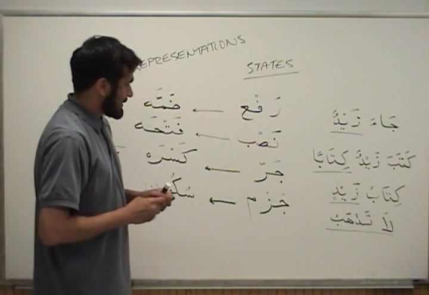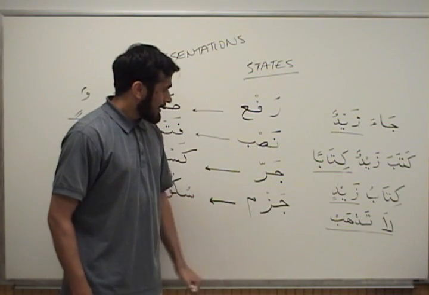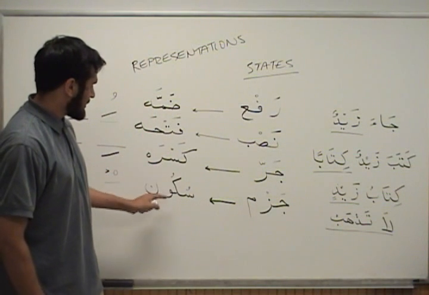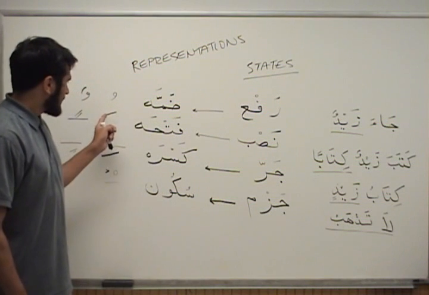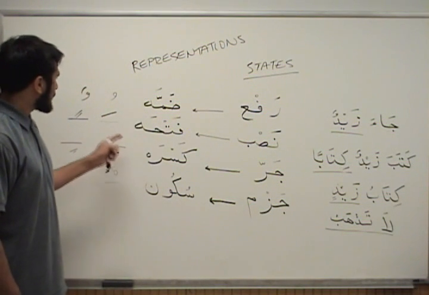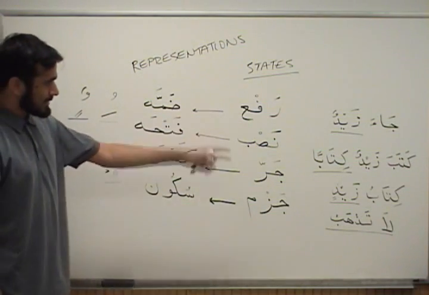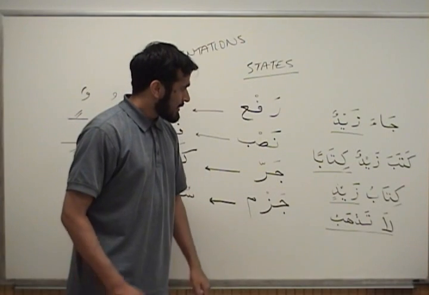So then we have these states of rafa, nasb, jar, and jazm, and they are represented by these symbols of dhamma, fatha, kasra, sukun. And dhamma, fatha, kasra could be one individual dhamma, fatha, or kasra, or could be two. Two dhammas, two fathas, or two kasras. In all of these examples, we have two dhammas, two fathas, and two kasras.